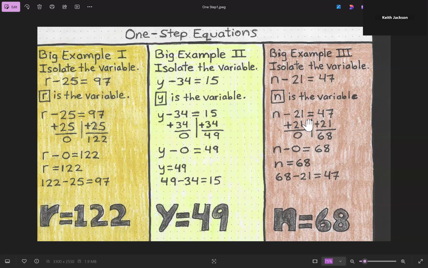In this video, we are going to learn how to solve one-step equations. And we have three big examples to show you how it is done.